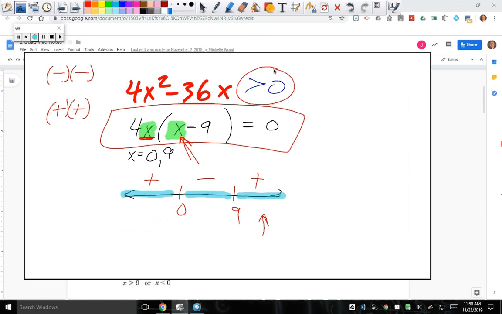Okay? So my answer here would be negative infinity to 0, union 9 to infinity. And I want you to do both when we do bonus points for the next question. I want you to do this notation, and I also want you to do that notation, the inequality notation, the algebraic notation. Yes?